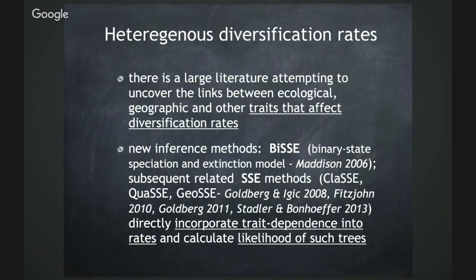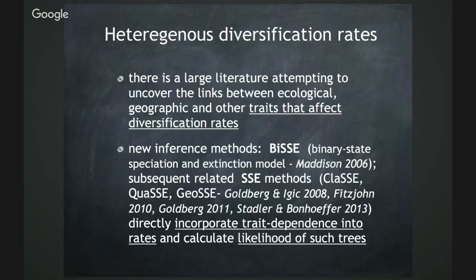And starting in 2006 and going on with a number of papers until pretty much a year ago, people have devised state-dependent speciation and extinction models. The first one was called BiSSE, which stood for binary state speciation and extinction models, because it assumed that you were looking at a trait with two possible values.